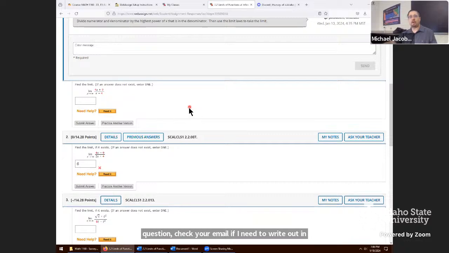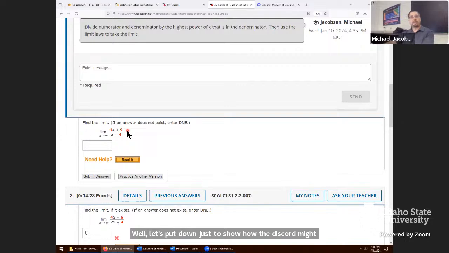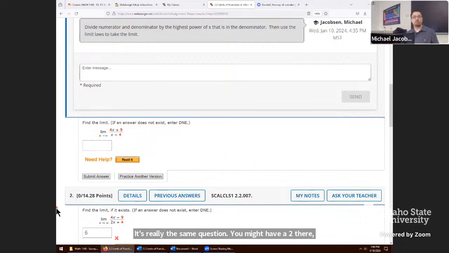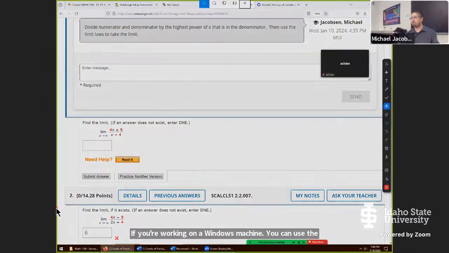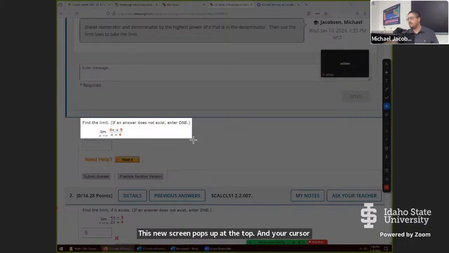Well, let's put down, just to show how the Discord might work, you could do this on the Discord server. Anything in red means these numbers change on a student by student basis, but the structure of the problem is the same. It's really the same question. You might have a 2 there, a 3 there, and a 5 there, but the whole problem is the same. If you're working on a Windows machine, you could use the snipping tool, and the shortcut is hit the Windows key, the Shift key, and the S key simultaneously. This new screen pops up at the top, and your cursor turns into a plus symbol. Just crop out the portion where your question is.